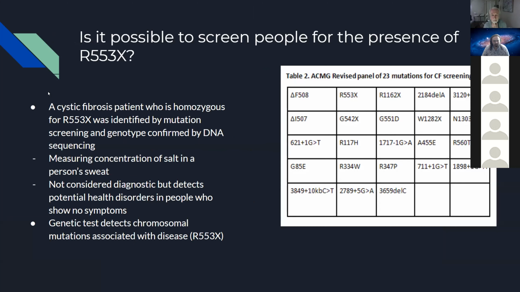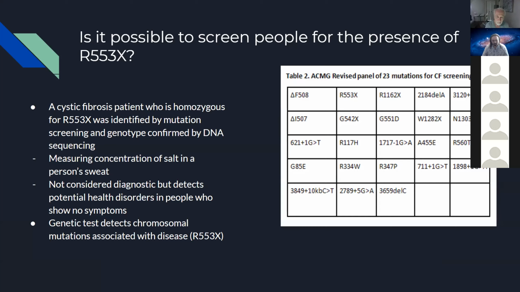Okay, is it possible to screen people for the presence of the R553X mutation? It is possible to get a screen test for this mutation, and in order to receive a test, it must be confirmed by the patient and its parents that they are all homozygous towards it. And an article that I read, that I will also be discussing in the next slide, is that both of these parents were tested, which resulted in the child having this mutation.